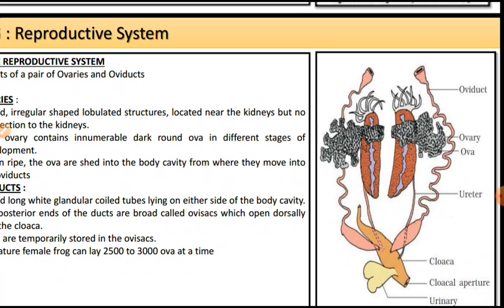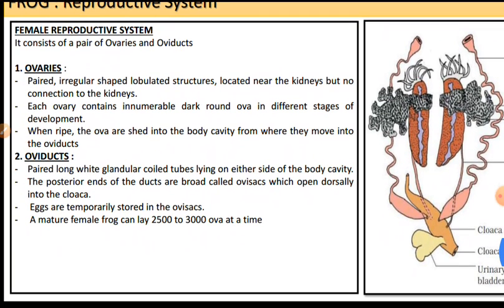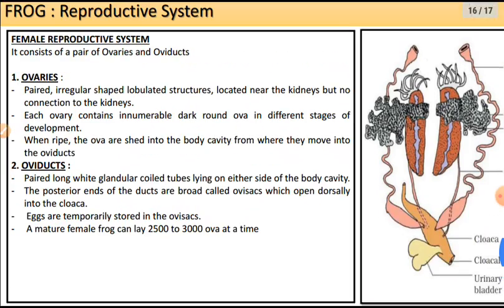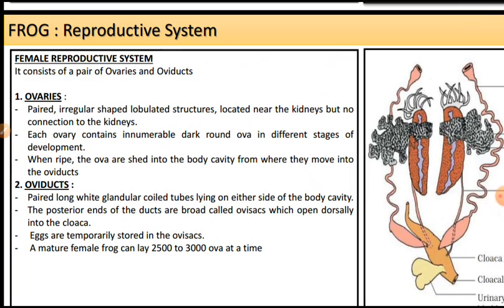Like this, at a time nearly 2500 to 3000 ova are released from a matured female frog. So then what happens? These two, the milt containing spermatozoa and the frog spawn containing ova, are released into the water, and in water what happens? Fertilization happens and young ones or tadpoles are formed.